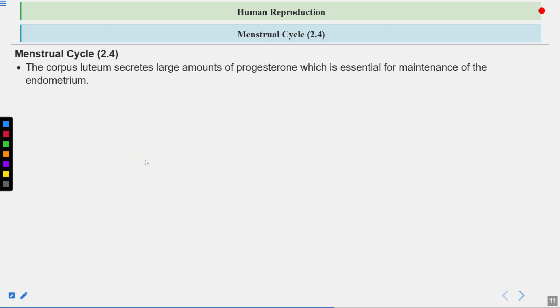Now, the corpus luteum secretes a large amount of progesterone and a very small amount of estrogen. But basically, it is secreting a large amount of progesterone, and this progesterone is essential for maintenance of the endometrium. It will maintain the thickness of the endometrium. Thickness of the endometrium should be maintained for achieving successful pregnancy also. It is required for the implantation of the blastocyst. We'll talk about the implantation also in our upcoming sessions.